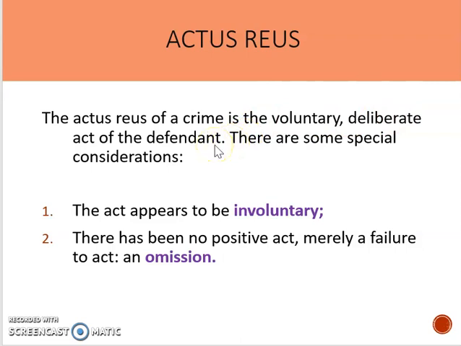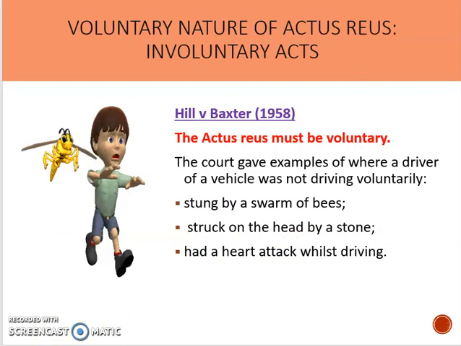But sometimes with crimes, it's not always so obvious that your defendant has committed the actus reus. When I've stabbed Jared, my action appears to be voluntary, but we need to consider today what if it appears to be involuntary. And in my example where I stabbed Jared, there was a positive act. But what we'll also need to consider is what if there's not been a positive act, what if there's a failure to act? Consider that first issue then. What if our defendant is acting involuntarily?